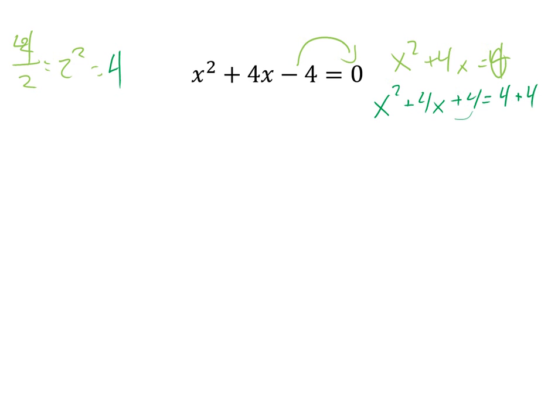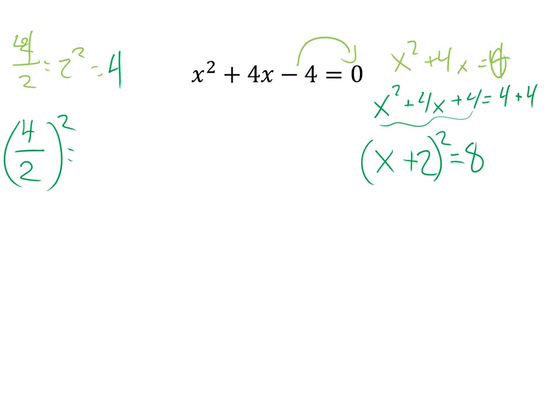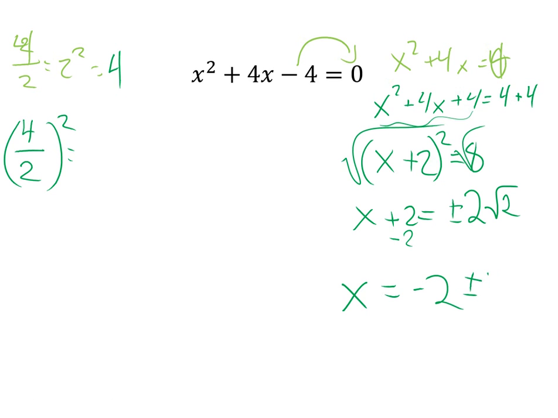Now this right here is a perfect square. Basically what we've done is we went b over 2 squared and found what that was. And so this will get us x plus 2 squared is equal to 8. And now we just solve it like we've done previously. Square root both sides. x plus 2 is equal to plus or minus the square root of 8. Or a better way of writing this would be 2 root 2, simplified. And then we would subtract 2. So our answer would be x equals negative 2 plus or minus 2 root 2.